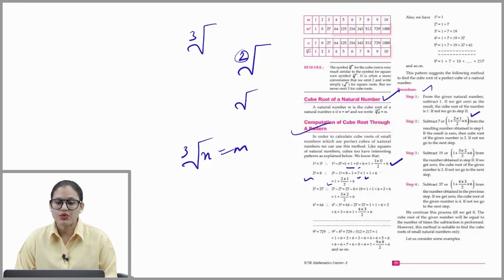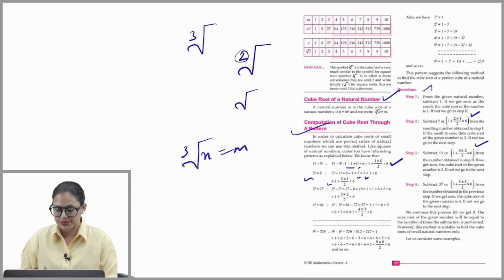Step 3. Subtract 19 from the number obtained in the previous step. If we get 0, the cube root of the given number is 4. If not, we go to the next step. We continue this process till we get 0. The cube root of the given number will be equal to the number of times the subtraction is performed. However, this method is suitable to find the cube roots of small natural numbers only.